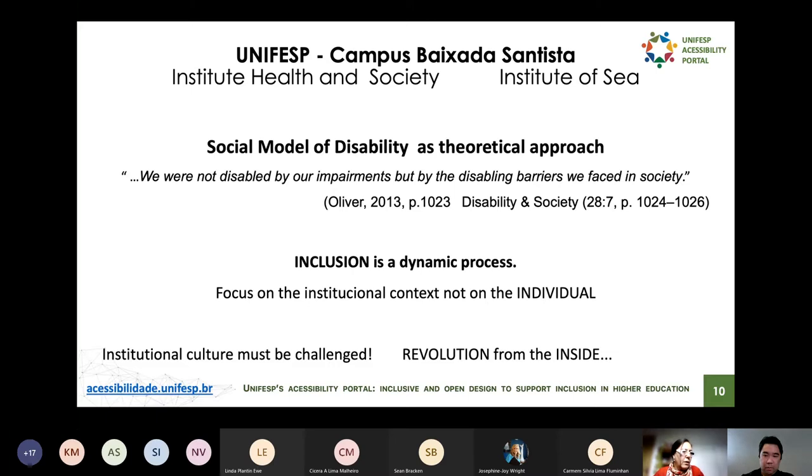So in that direction, I have been working as an advisory body for the managers of the Baixada Santista campus. I would like to highlight that in our campus we have two different institutes. The Institute of Health and Society has six courses from the health area: physiotherapy, occupational therapy, nutrition, physical education, social work, and psychology. And we have another institute, the Institute of the Sea, which has bachelor's courses in sea sciences and engineering, and petroleum engineering, related to sea subjects.